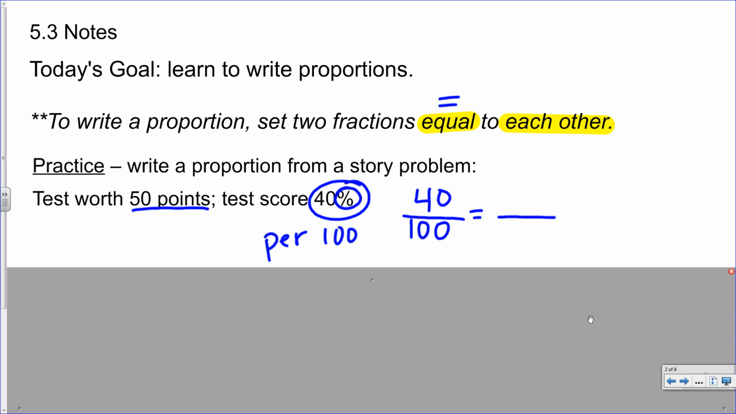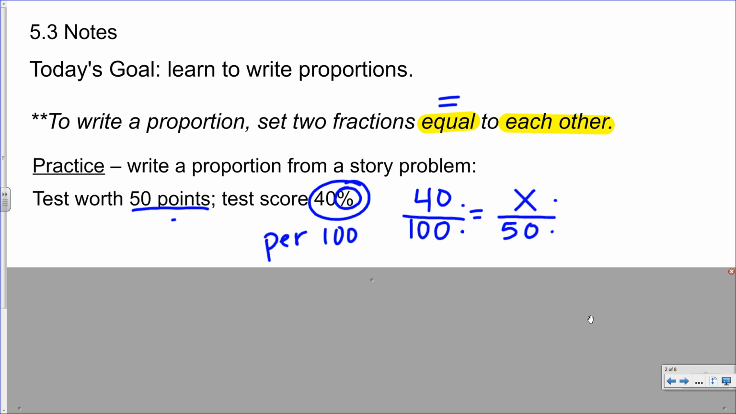We have to decide if that number should go on top or on bottom. So looking over here, the 40 was the part and 100 was the whole. And the test is worth a whole 50 points. So I'm going to put that where the wholes go, which is on bottom. And I don't know what the part is. So that is how I'd write my proportion: 40 over 100 equals x over 50.